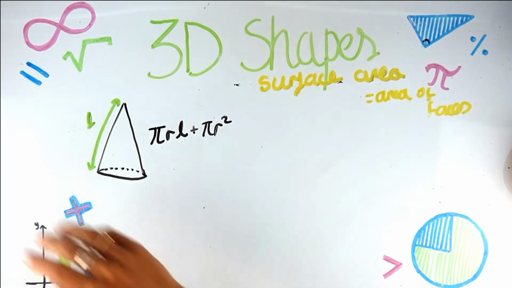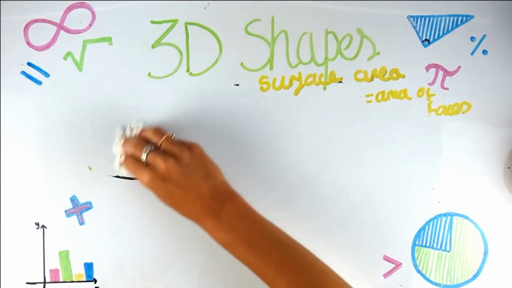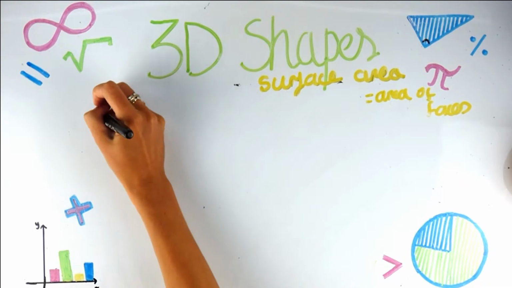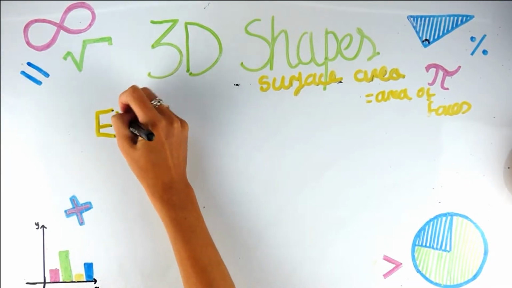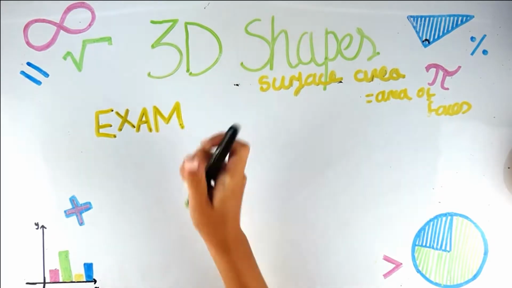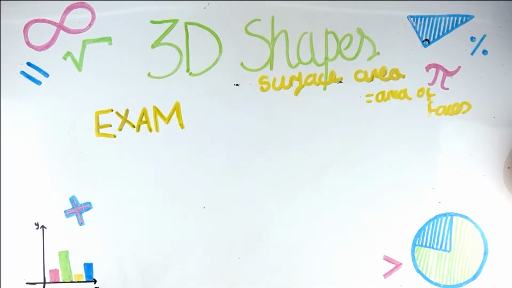So let's do an example. This is an exam example. So let's make that clear. Sorry, chucking pens everywhere. I love it when my yellow pen is mixed with red, black. It's great. Okay, exam example.